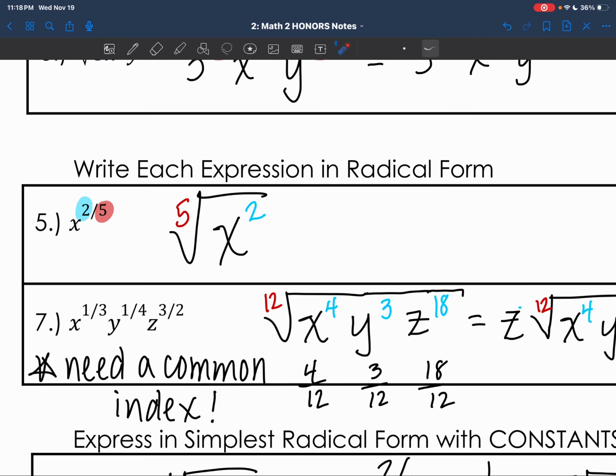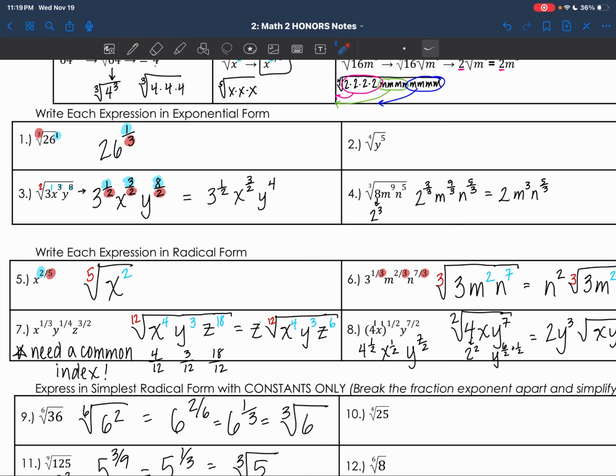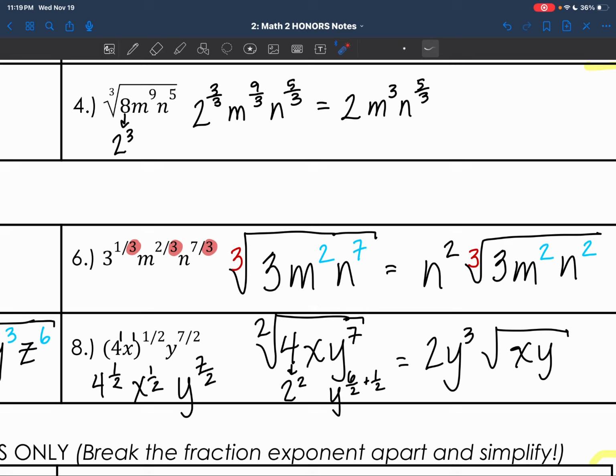All right, so now we're going to rewrite each expression in radical form. So our final answer needs to have the radical with the index here. So we're just going to work backwards. Again, you write your base as the radicand, your exponent or your numerator is the exponent, your denominator is the index. Now on this one, all of the fractions have the same denominator, so your index is going to be 3. So this is all to the 3rd root.